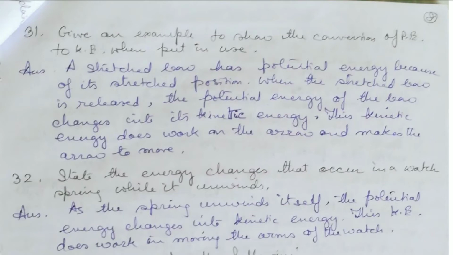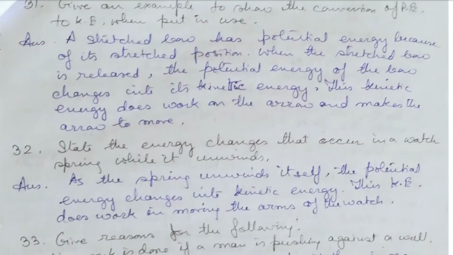Give an example to show the conversion of potential energy to kinetic energy when put into use. A stretched bow has potential energy because of its stretched position. And when the stretched bow is released, the potential energy of the bow changes into kinetic energy.